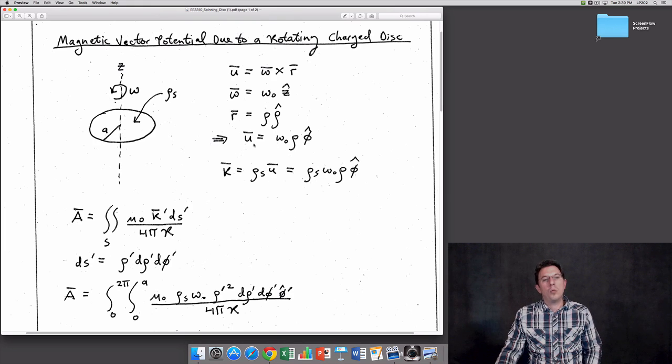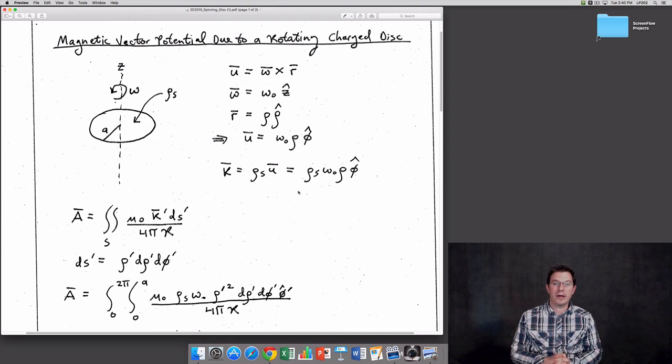Now, once you have an expression for the velocity u, you can develop an expression for the surface current density, capital K, by simply multiplying u by the surface charge density, rho sub s. So rho sub s u is by definition K. To get an expression for capital K, we just multiply this by rho sub s. Ta-da! We now have an expression for our surface current density.